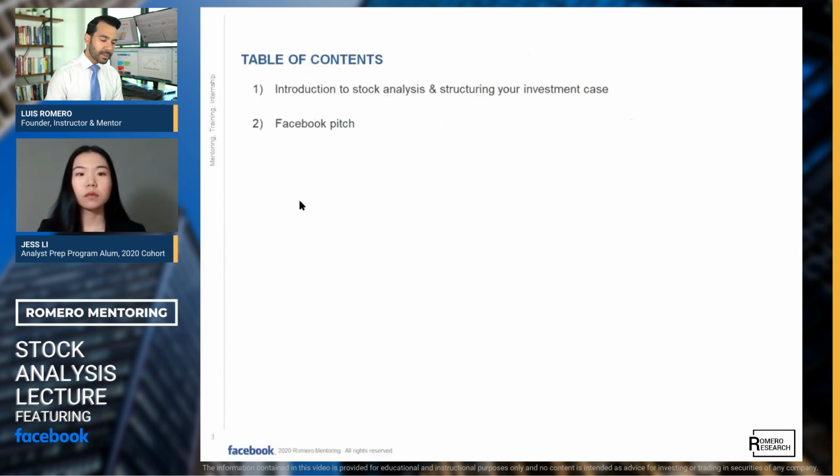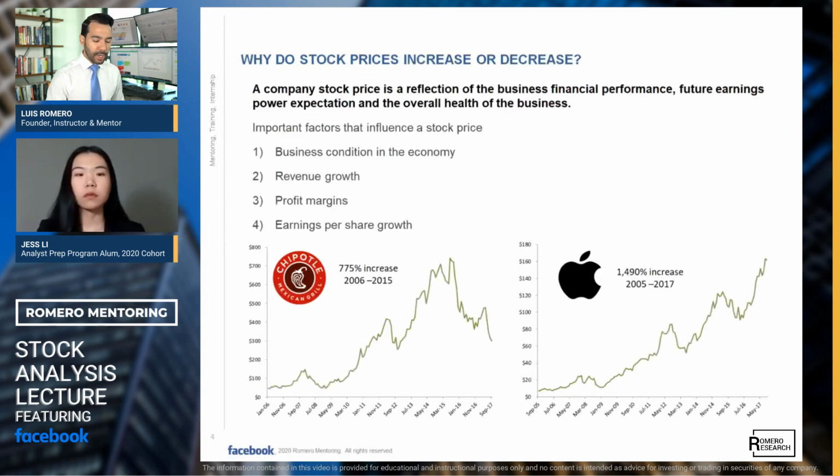Now, in terms of our table of contents, first, how do you pitch a stock? What are the driving variables that determine if a stock goes up or down? And more importantly, what do market participants and professional investors pay attention to? And then we'll dive into our Facebook pitch. So here's an interesting slide that I've put together. And actually, I want to annotate some of this.